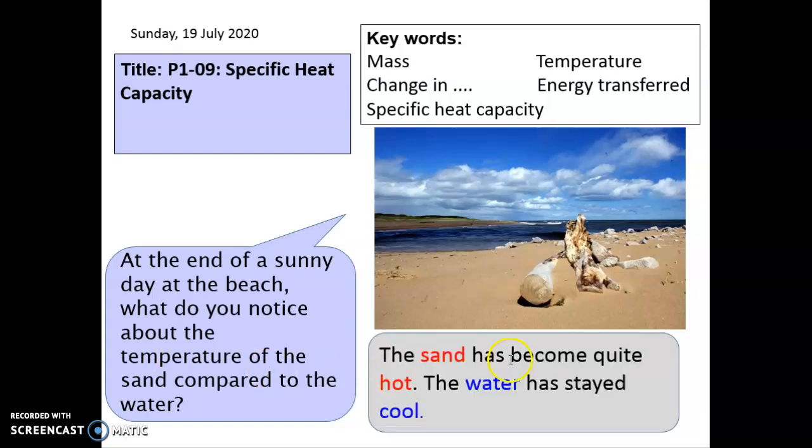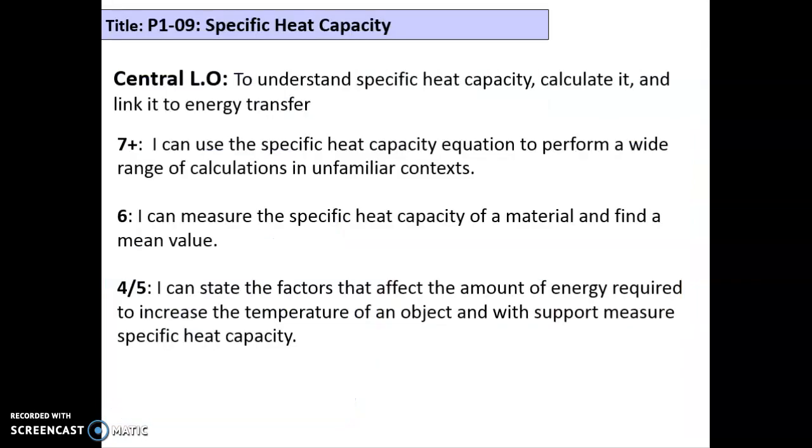Okay, so you find that usually the sand is quite hot, but the water is always cooler. So why is that? Sometimes you feel like you can burn your feet on the sand. But you don't burn yourself as you go into the sea, into the water, do you? So this is all to do with specific heat capacity. So today, this is what we're going to be looking at. I'll leave you. You can pause the video if you want to have a look at that before we move on.